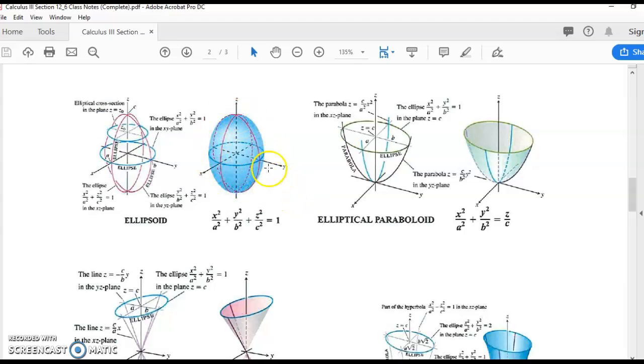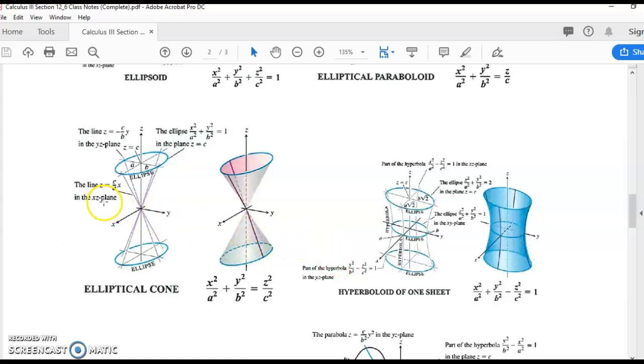So these are ellipsoids, which are very much like a sphere, except that they're elliptical in every direction. They have an equation very similar to a sphere, right? If a squared, b squared, and c squared were all the same value, this would be a sphere. Then we have what's called an elliptical paraboloid, or I just call it a paraboloid. If it was z equals x squared plus y squared, then you'd have just a nice parabola in the zy and the zx planes, and then they trace out this bowl-looking figure.